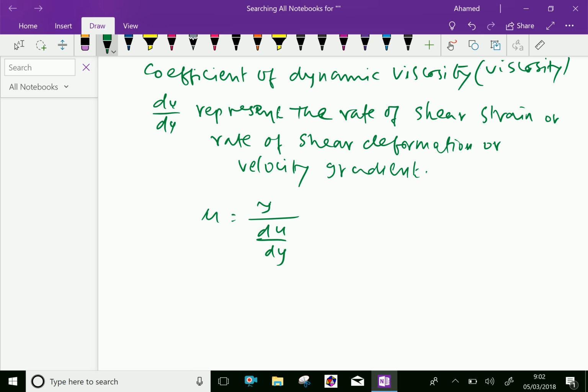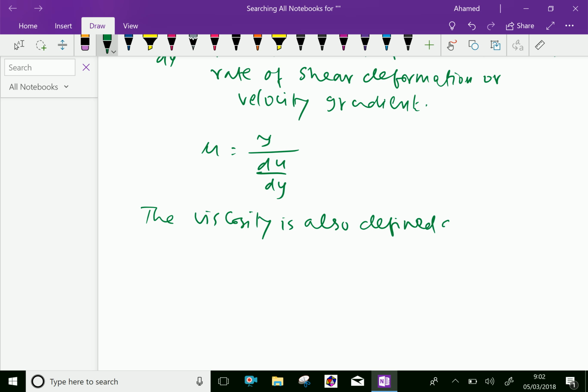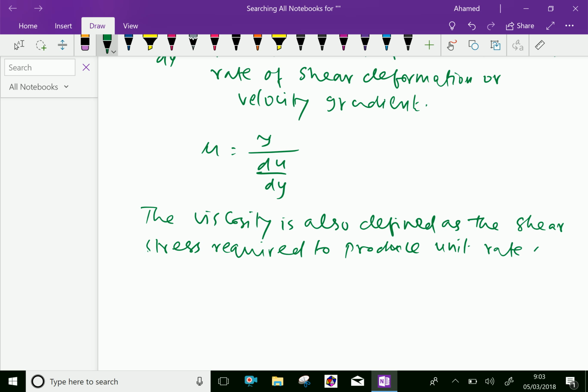Now we can define the viscosity in this manner also, like the viscosity is also defined as the shear stress required to produce unit rate of shear strain.